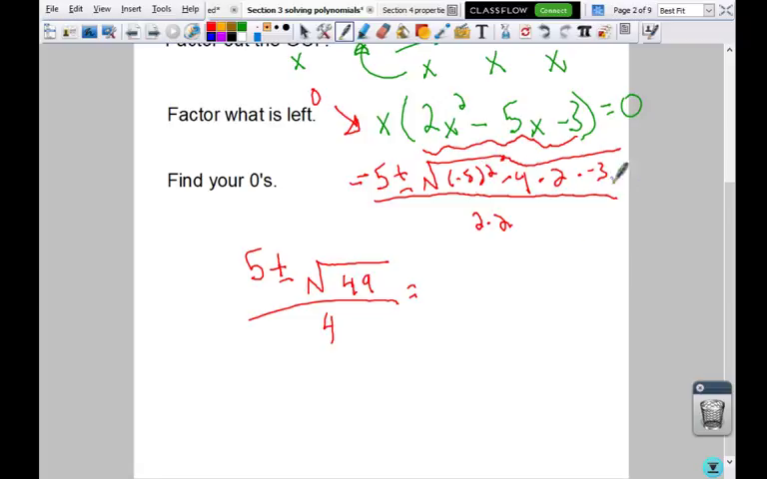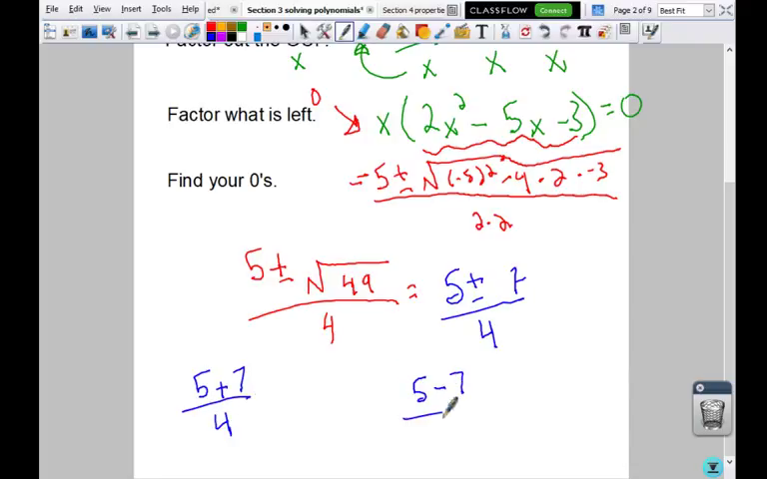Okay. I found the inside of the square root. It's 49. So I'm gonna go through 5 plus or minus the square root of 49, which is 7. And then the whole thing is divided by 4. Now that I'm down this far, I want to get actual decimal answers today. So I'm not going to leave it like this. I'm going to go through and actually solve both problems. So I'm going to go 5 plus 7 divided by 4, and 5 minus 7.